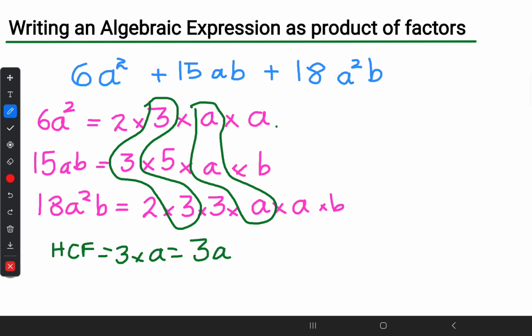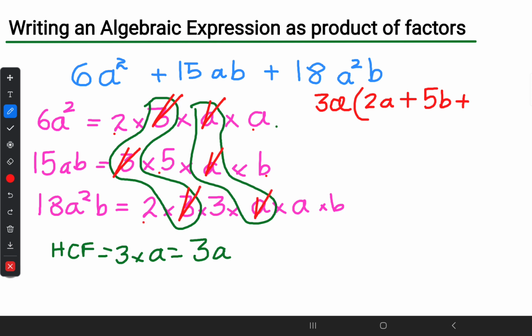Then I'll do the writing of an algebraic expression as a product of factors. Product means multiplication of factors. I can write 3a as a common factor. From 6a square, when you select 3a as a common factor, the remaining would be 2 times a, it's 2a. The sign is positive. If there is any positive, write it as positive. 3a selected, so the remaining would be 5b. Thereafter, another plus, 3a selected as common factor, the remaining 2 times 3 is 6ab.